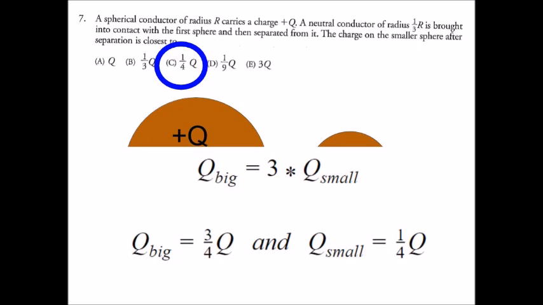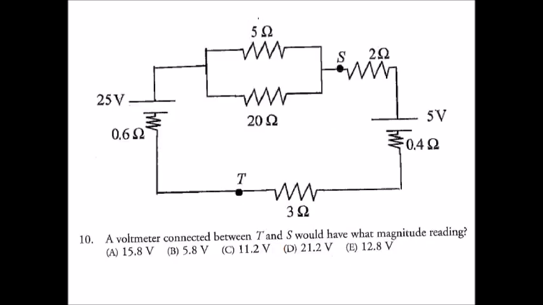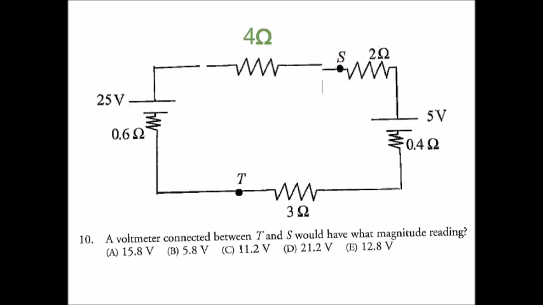Speaking of flowing, number 10: a voltmeter connected between T and S would have what magnitude reading? Well, looks like we have to analyze the circuit here quick. 1/5 plus 1/20, that's 4/20 plus 1/20 is 5/20, which is 1/4, so 4 ohms. Then we can add up all those resistors: 4 and 2 and 0.4 and 3 and 0.6 makes 10. And then we can add up all the voltages.